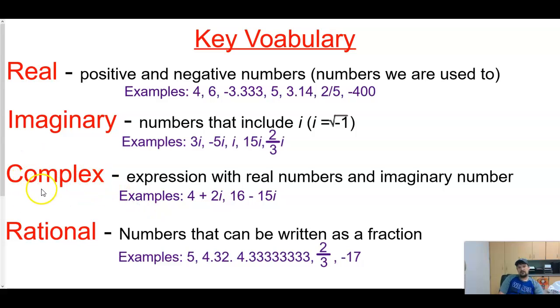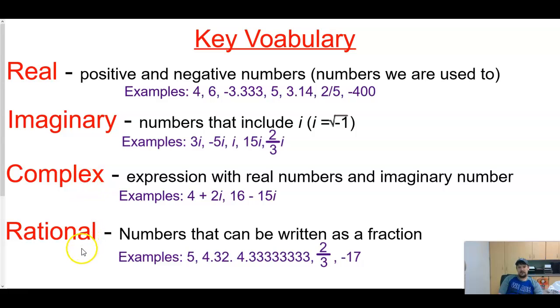But there's also these numbers that are known as complex numbers. These are expressions with a real number and an imaginary number. So for example, 4 plus 2i, 16 minus 15i. See, it's an expression. We got a real number plus or minus an imaginary number, a number with an i. So if it's an expression, it's considered a complex number.